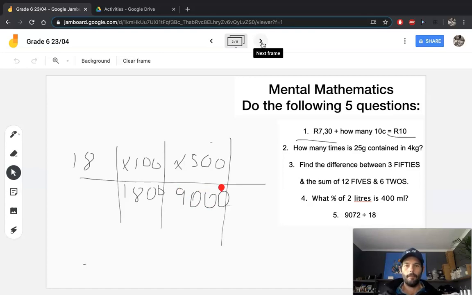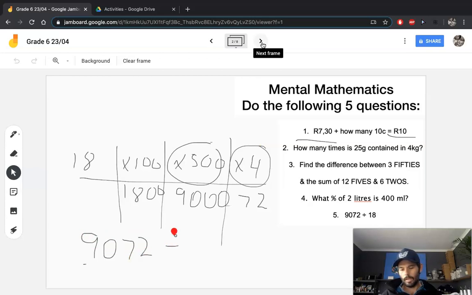Okay, and now I need to figure out how many times does 18 go into 72. And I'm going to try to work that out and say 18 multiplied by 2 is going to give me 36. So multiplied by 4 is going to give me 72. Okay, and now I can just go, well, 500 and the 4 is going to give me 9,072. So 9,072 divided by 18 equals 504.